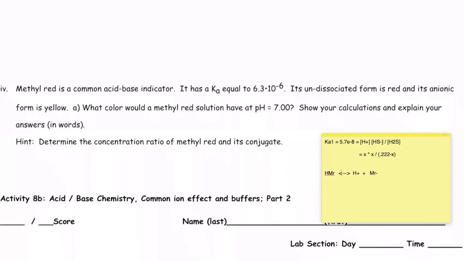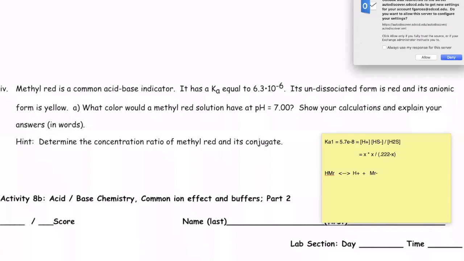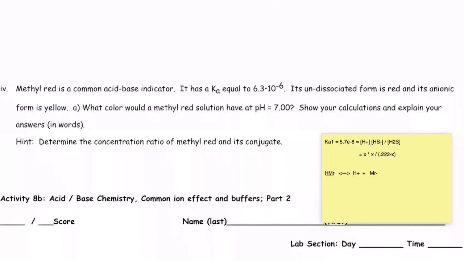But it tells you that the Ka for this equilibrium is 6.3 times 10 to the minus 6. So in other words, this indicator is a weak acid. How do you know it's a weak acid? Because the Ka value is less than 1. Its undissociated form is red. That makes this guy red. That's what this problem is telling you. This guy is red. That's the undissociated form. Its dissociated form, that's this guy, because hydrogens are transparent, is yellow.